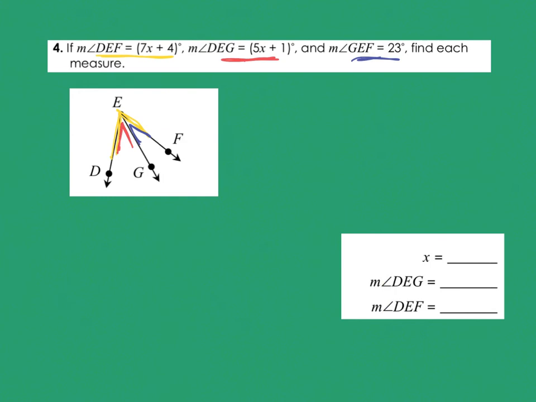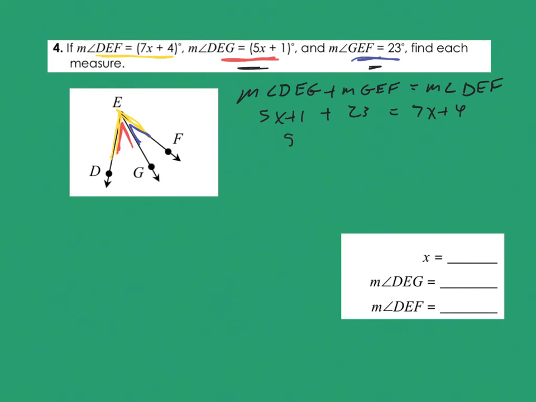Let's write it out in notation. So again, the measure of DEG, that's this red angle, added to the measure of GEF, that's this bluish purple angle, is equal to the big angle, right? The yellow one, the measure of angle DEF. Now, after we write that out, let's start substituting in the information. So DEG is going to be 5x plus 1. So 5x plus 1 plus the measure of GEF, 23 degrees, is equal to the measure of DEF, the large angle, 7x plus 4. Now what?